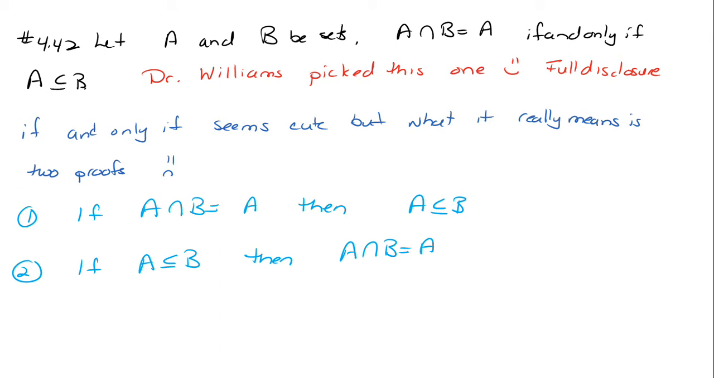It means that I take the first part of the statement, A intersect B equals A, and I'm supposed to show that A is contained inside B, and I also have to show the other direction, which is called the converse statement. I've got to start with the back end, A is inside B, and I have to show that A intersect B is A.